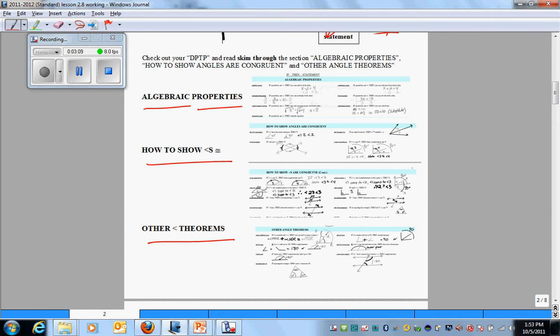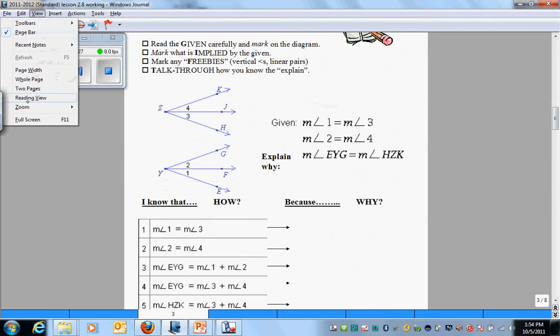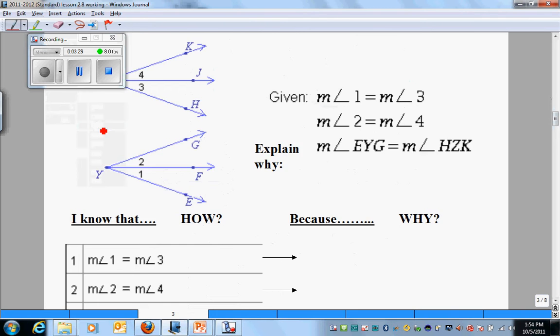Leave your DPTPs open, those yellow things. Now turn to page 3 in the white packet. Page 3, please. I'm going to walk you through one two-column proof, and then you're going to do one on your own.